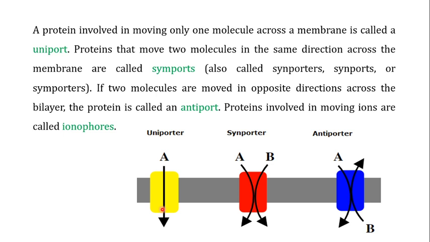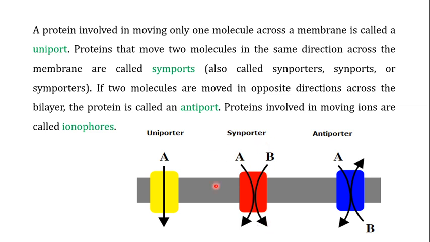The proteins that move two molecules in the same direction across the membrane are called symports. They are also called symporters. And you can see over here that this particular protein is moving two things in the same direction.